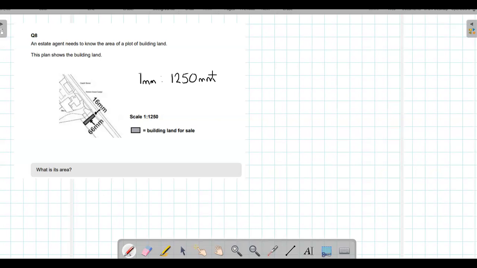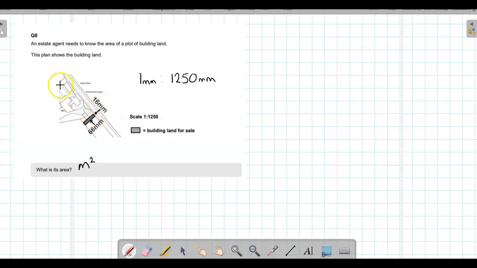Now, they want us to calculate the area of the building land. On the exam question, they asked for this answer in metres squared. That's the unit of measurement that they want. So there will be a conversion that will need to be done to calculate this. But first things first, what I need to do is use the scale to work out what the dimensions are of this building land. Now I can see it's a rectangle, so working out the area should be quite straightforward, because for a rectangle, it's length times width.